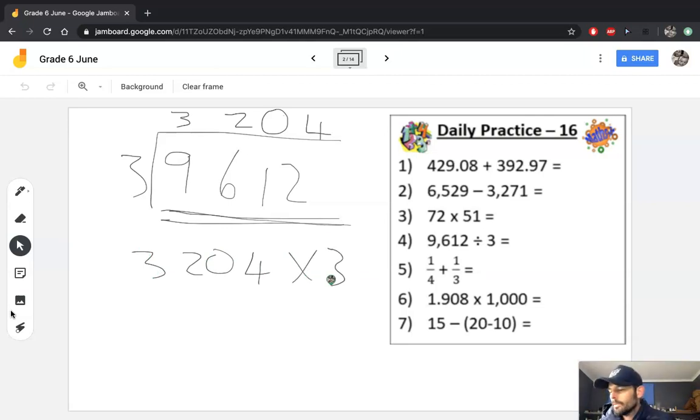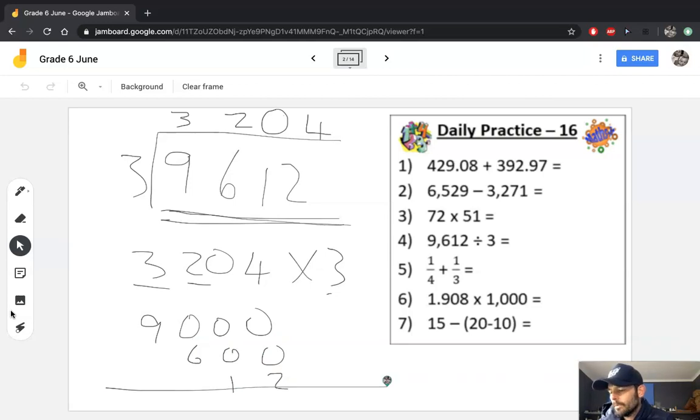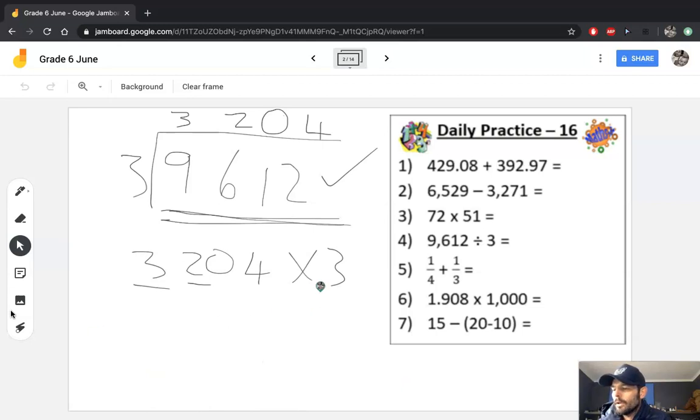So what I'm going to do is I'm going to split 3,204 up. 3,000 times 3 is 9,000. 200 times 3 is 600. 4 times 3 is 12. And if I add them all up, you can see I'm going to get 9,612. Okay? So again, our checking strategy has worked. We're confident in our ability to move forward knowing that we've got that question correct.